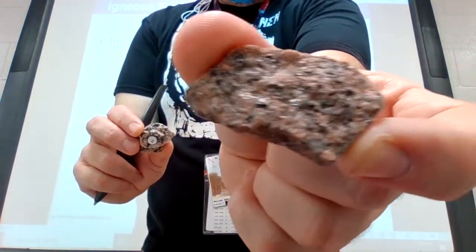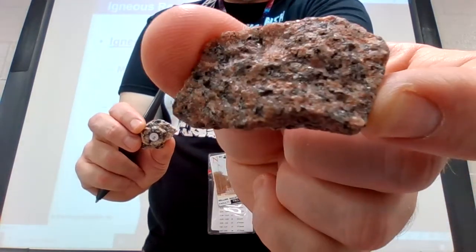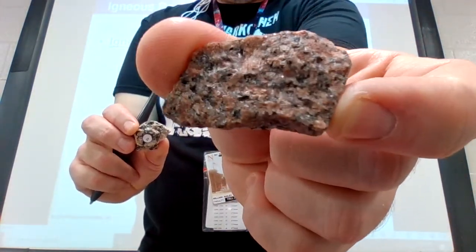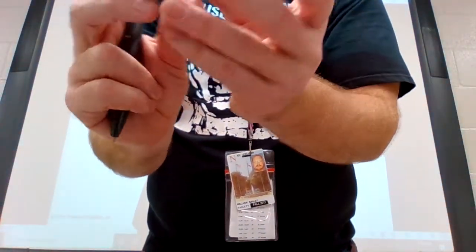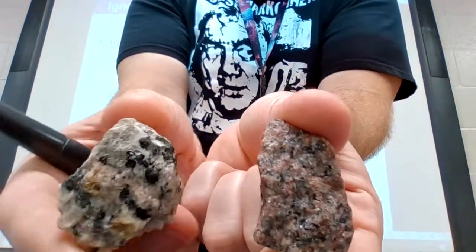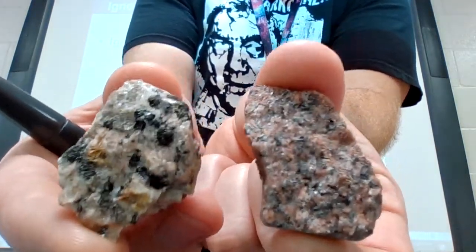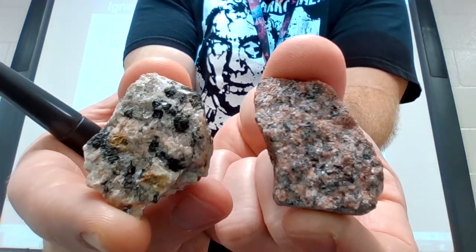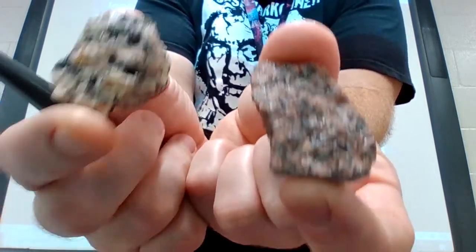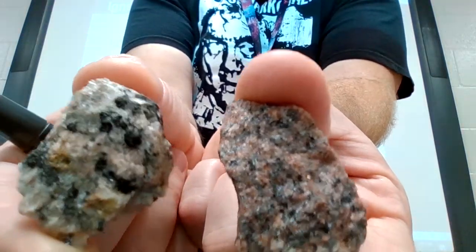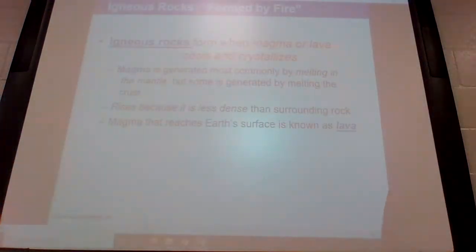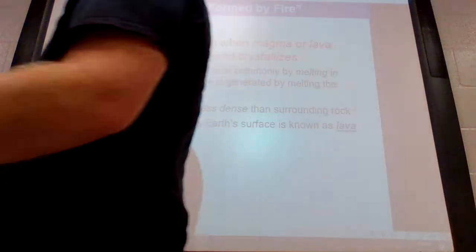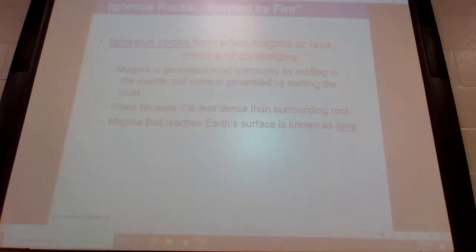You can see some of the colors. You can see some black specks. You can see some red specks. But they're pretty small. If you compare it to this one, the one on your left has much bigger crystals. And so they took a longer time to grow. You can kind of see both of these, small crystals versus big crystals.